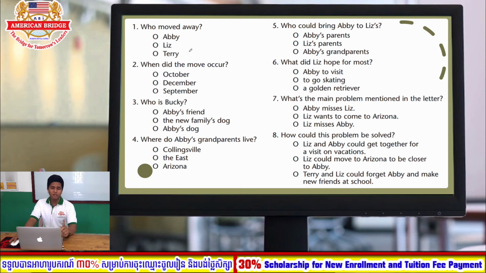So to do this type of exercise, first of all, you need to read the question, then read the choices and find the keyword. So "move away" is the keyword. When did the move occur? With the word "move", we talk about time or months. So these are the keywords. When you get the keyword, go to the text and find specific information, something related to the months, something related to specific people. You need to find this information very quickly.